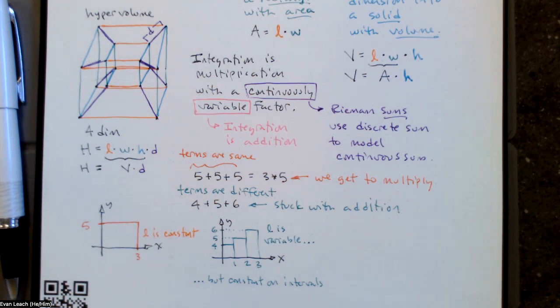First complication, old complication. If everything's the same, we get to multiply. If things are variable, then we're stuck with addition. We get to multiply on parts, in bits, because the length is constant on these intervals. You've got all these flat places. The next complication is that we make the length continuously variable.